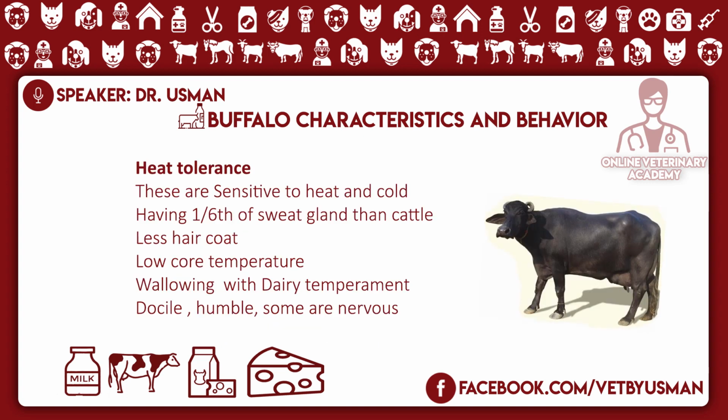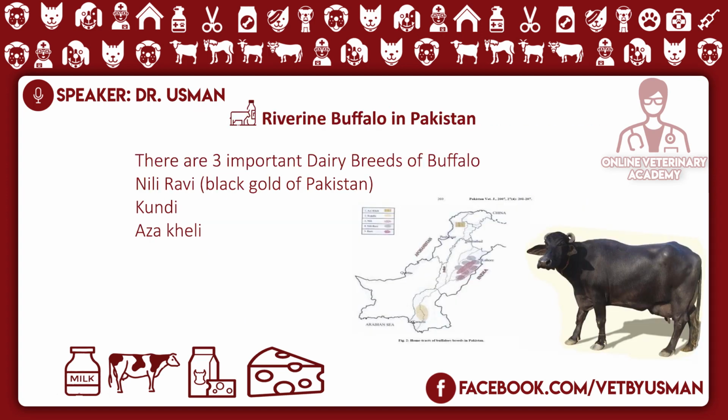A main characteristic of these buffaloes is that they are sensitive to heat, but they have one sixth of the sweat glands of cattle. They have fewer sweat glands as compared to cattle. They have a less dense hair coat and low core temperature. They usually wallow in fresh running water, and they are docile and humble, though sometimes if you go toward them they feel nervous and respond to your coming.